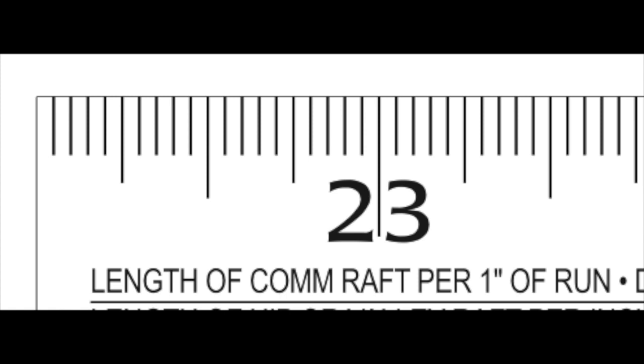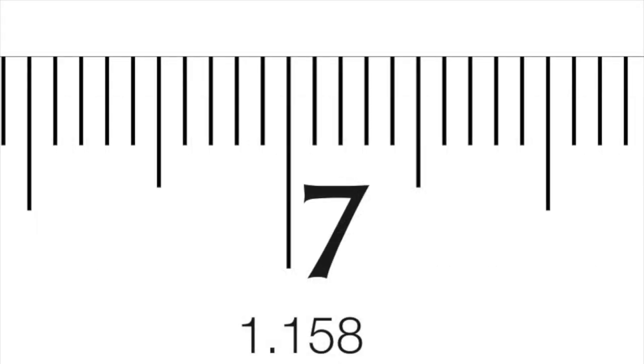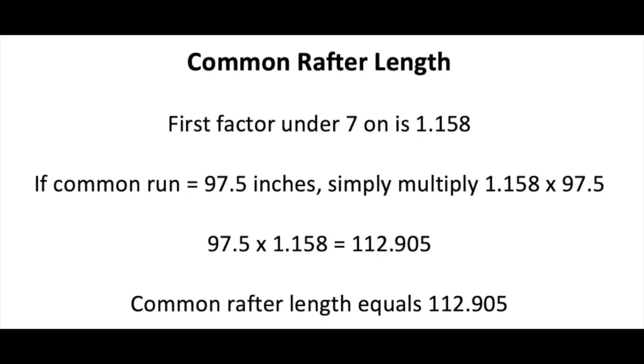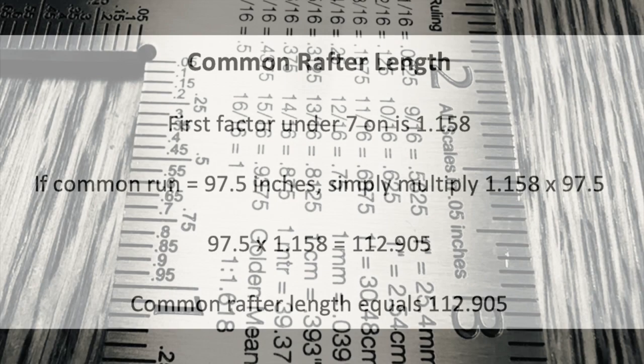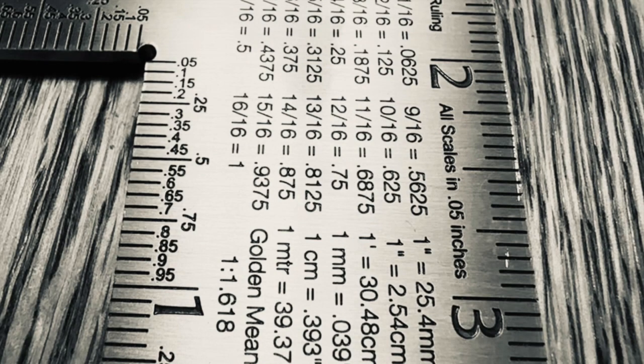Case 1. In the first case, the factor expressed is the ratio of the length of the common rafter per inch of common run. As an example, the column under the number 7, specifying a 7/12 pitch, gives a first factor of 1.158. If we multiply this by our common run, say, 97.5 inches, we arrive at a rafter length of 112.905 inches. Using a decimal ruled tape measure, you could simply mark this directly at the 0.9 inch rule mark.